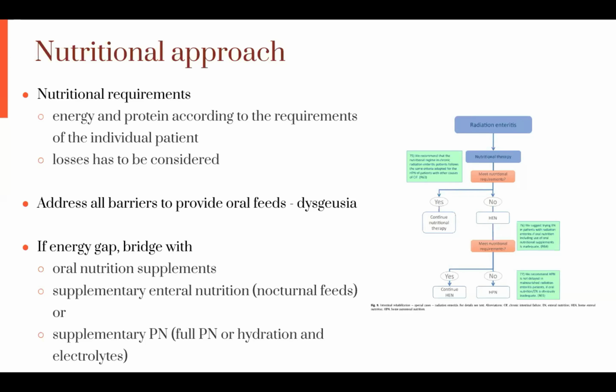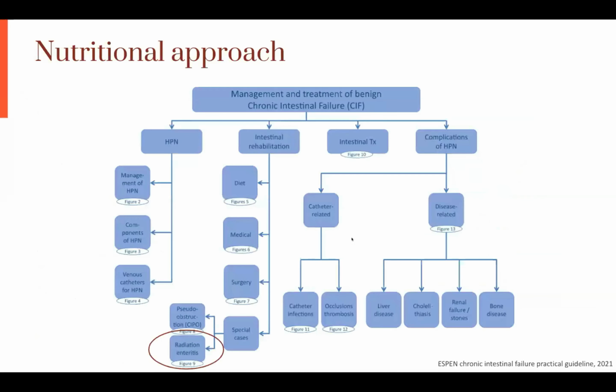And then supplementary PN, we can give in hospital, but home parenteral nutrition is not available in Sri Lanka. This also, we can give full PN, or we can give PN for hydration and electrolytes only. So in the UK, there were some patients who were on hydration and electrolyte only regimes for radiation enteritis. It can be daily, or it can be 3 times a week, where they come to the hospital and get it, or home-based hydration and electrolytes. So depending on the patient, we have to modify.